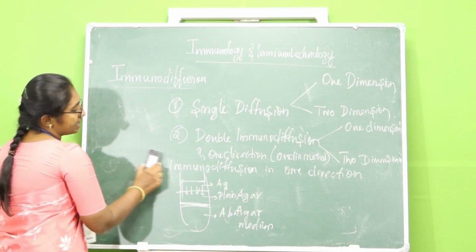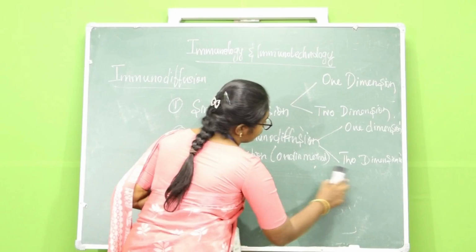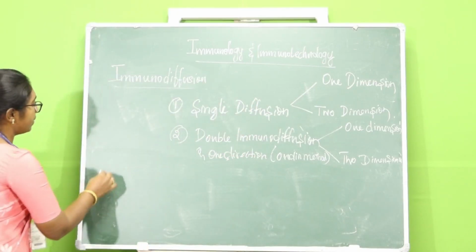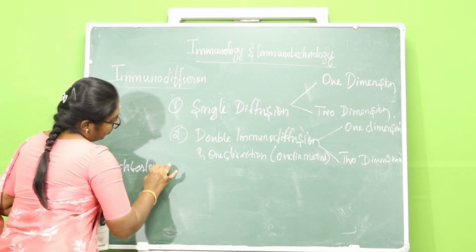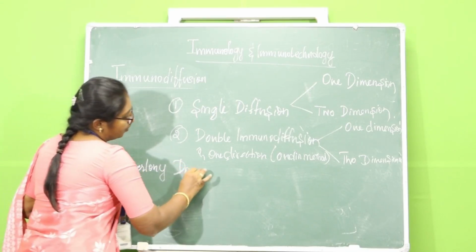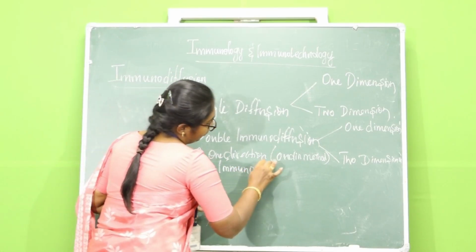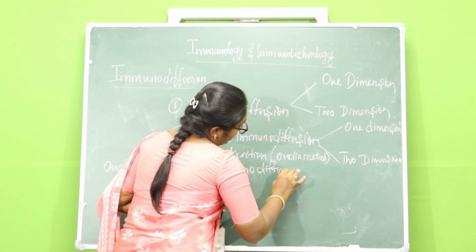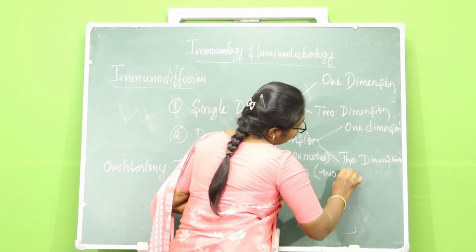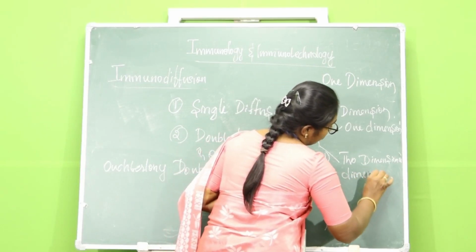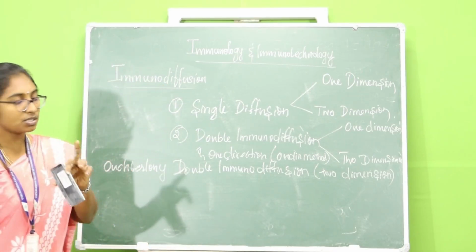So what about the next method? Double immunodiffusion in two directions. We can also call this method Ouchterlony double immunodiffusion. In this method, the antigen and the antibody move towards each other in two dimensions. So this method is an example of double immunodiffusion in two directions.